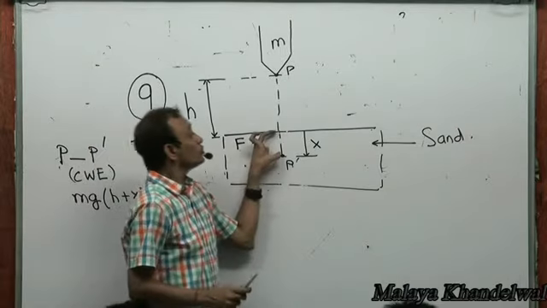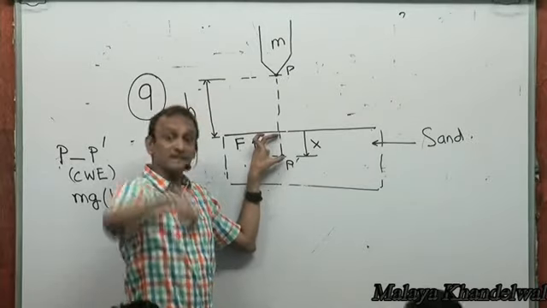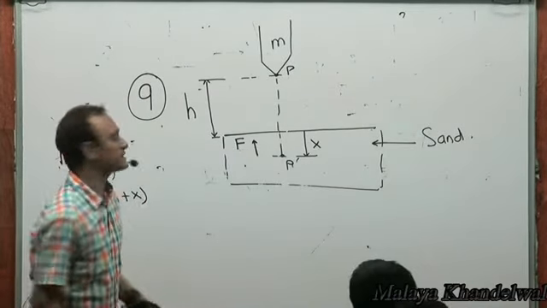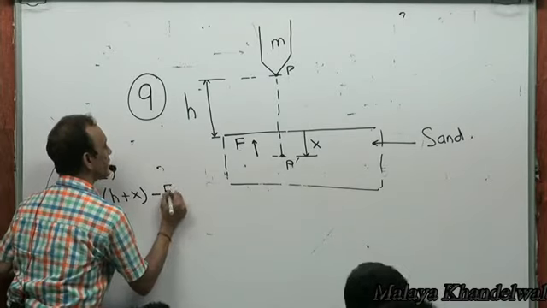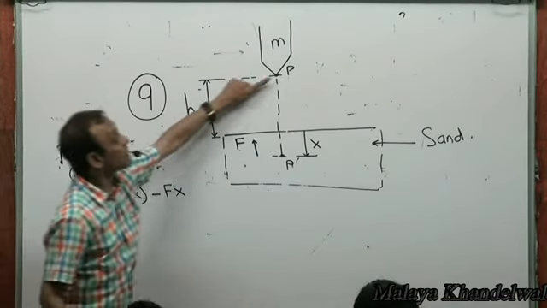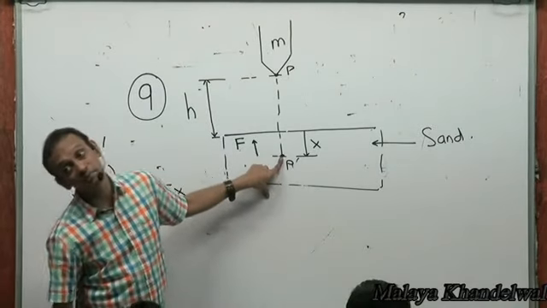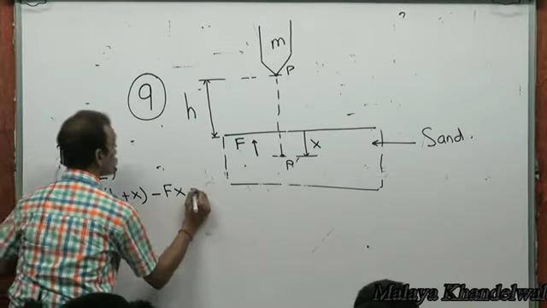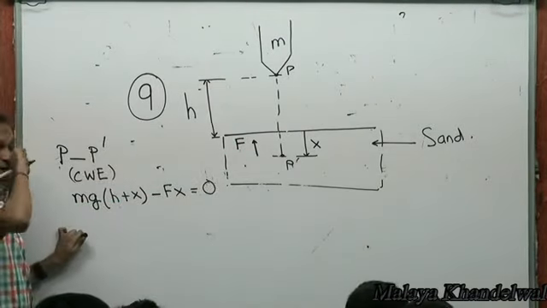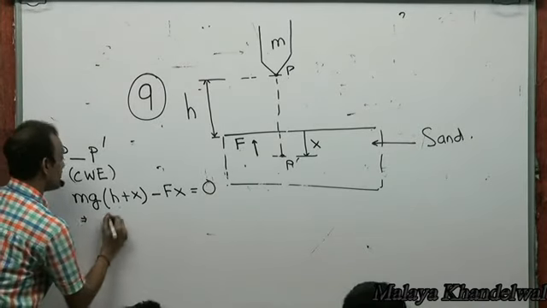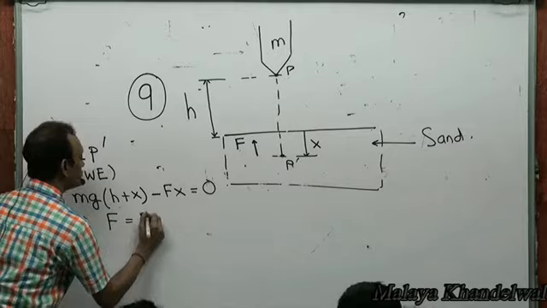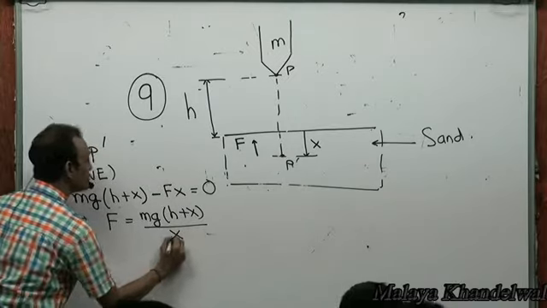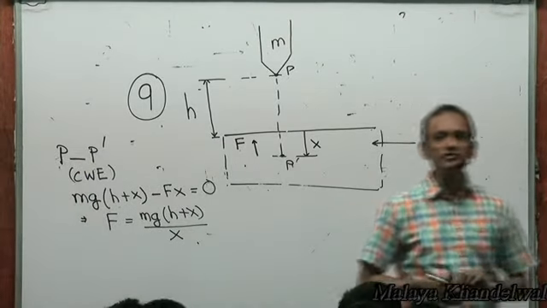And now, during this journey, F is upwards, x is downwards. So what's the work done by the resistive force? Minus F into x precisely. It started from rest, ended up being at rest, so the change in kinetic energy is 0. This gives us F, the average resistance, as mg into (h plus x) by x. That's the average resistance offered by sand. Yes or no?